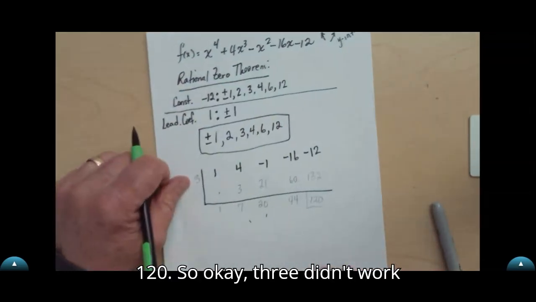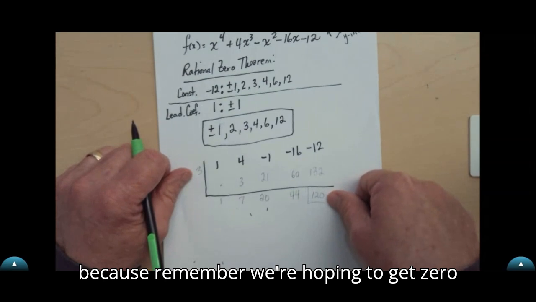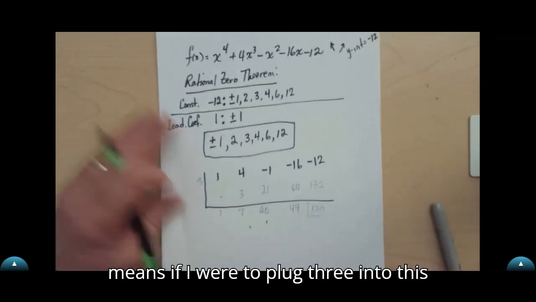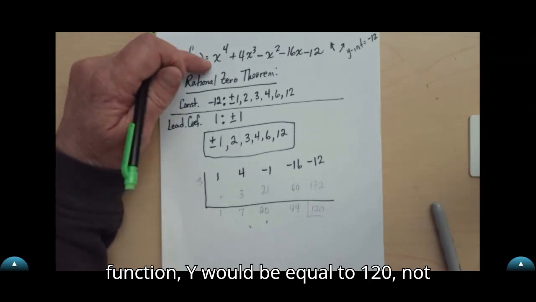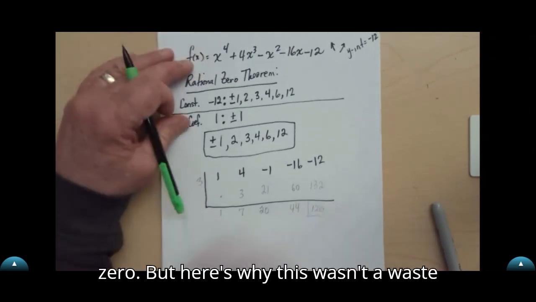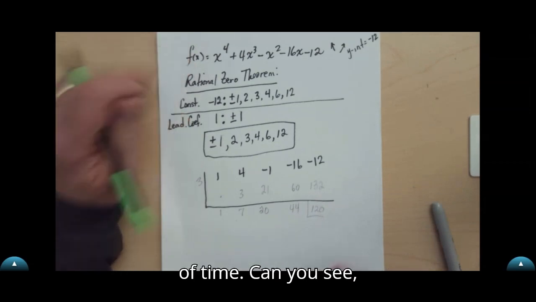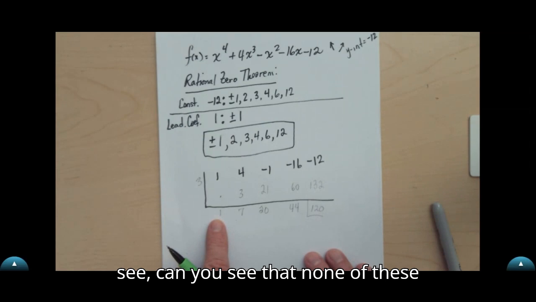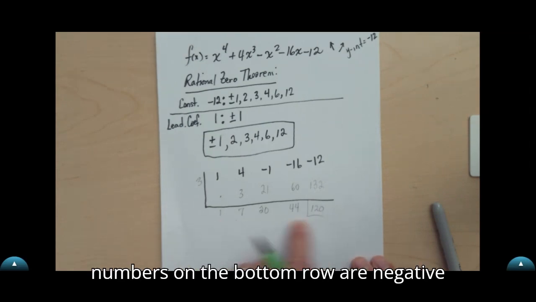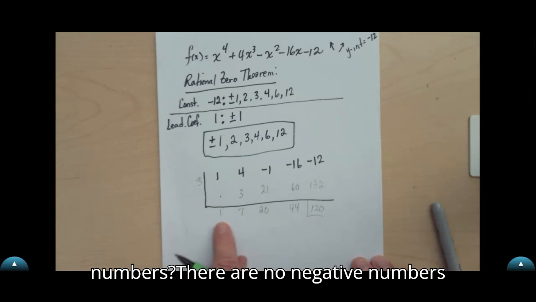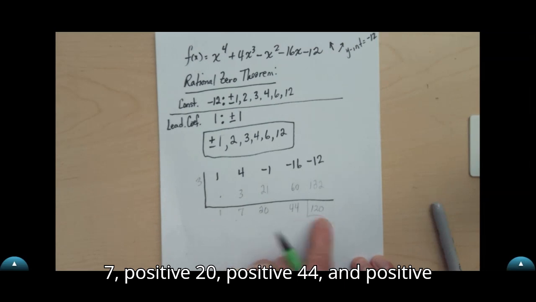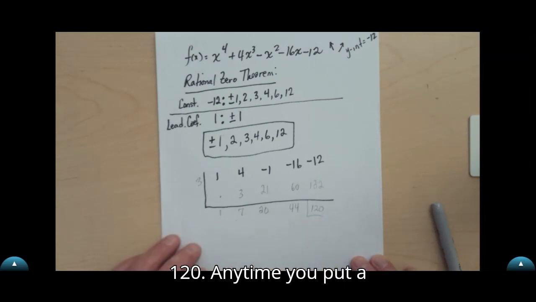So, okay, 3 didn't work because remember, we're hoping to get 0 for our remainder. We got 120. That means if I were to plug 3 into this function, y would be equal to 120, not 0. But here's why this wasn't a waste of time. Hopefully you can see it well enough to see that none of these numbers on the bottom row are negative numbers. There are no negative numbers down here. I got positive 1, positive 7, positive 20, positive 44, and positive 120.